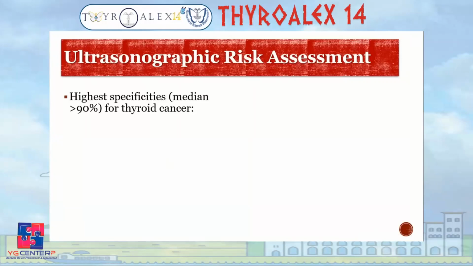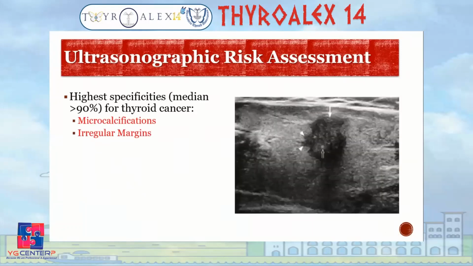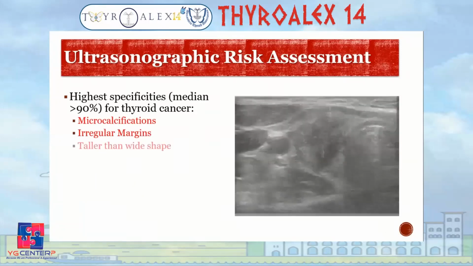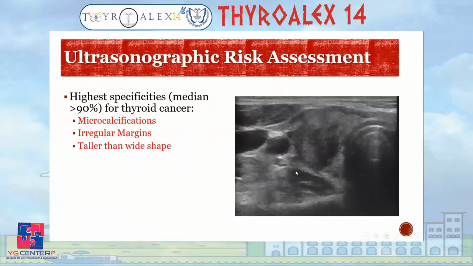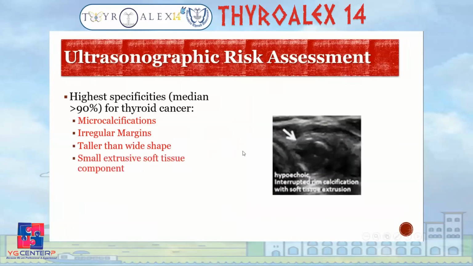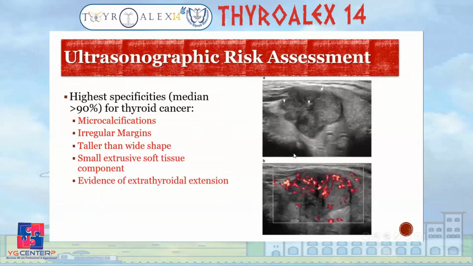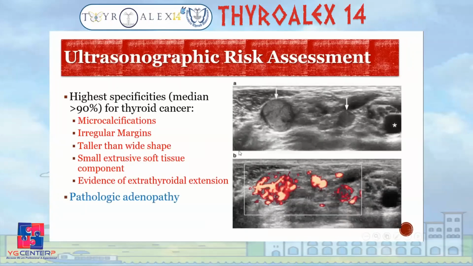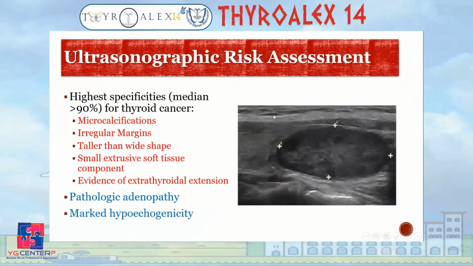For risk assessment, among the ultrasonographic signs, these characteristics have the highest specificities, more than 90%: microcalcifications and irregular margins, as seen in this nodule, and taller-than-wide shape. We see the diameter of the nodule is parallel to the trachea, with a small extrusive soft tissue component. The evidence of extrathyroidal extension is also important. Less specificity is seen with pathologic adenopathy and marked hypoechogenicity.